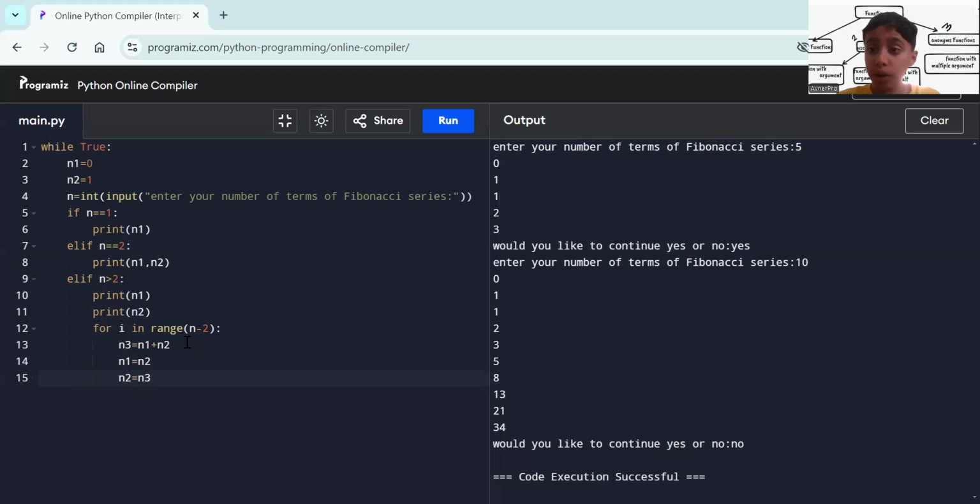So n1 would have to be 1, since n2 is 1. So n1 is 1, n2 would be exactly n3, okay? Now we have to print n3. That's it, okay? Then we go outside of the elif, do else now, because you can't forget that else for sure. Else, print invalid input.